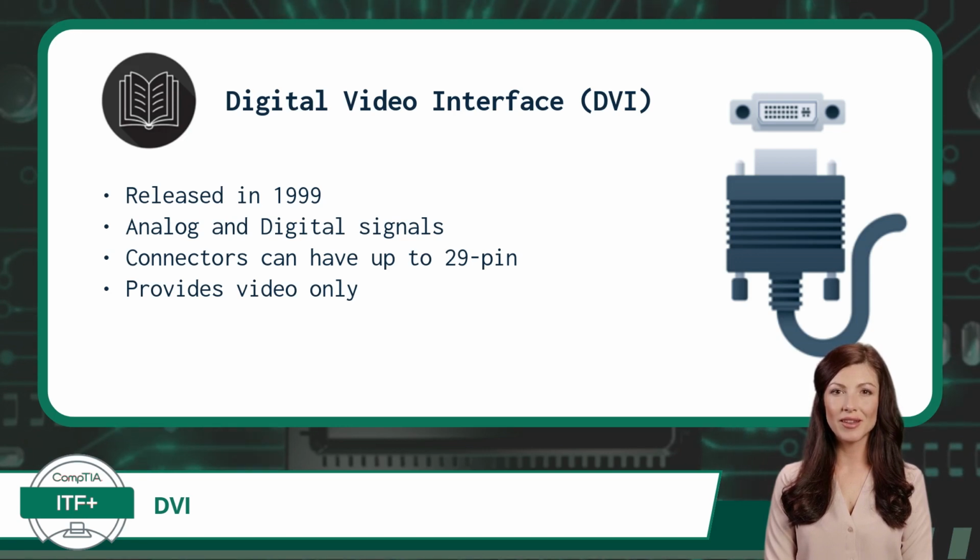Improving upon VGA, the DVI connector came with a possible 29 pins. With more pins came more possibilities, including the ability to solve the problem manufacturers were faced with. With these additional pins, DVI was able to transmit and receive both analog and digital signals. Still no audio though.